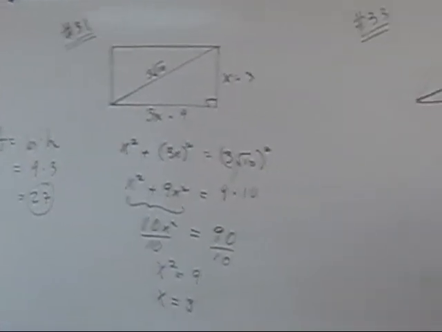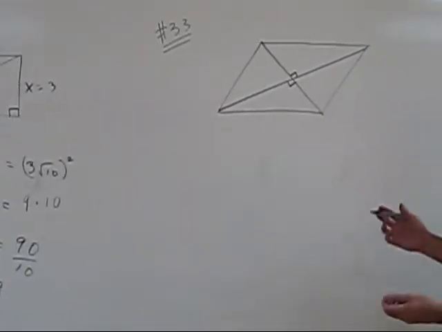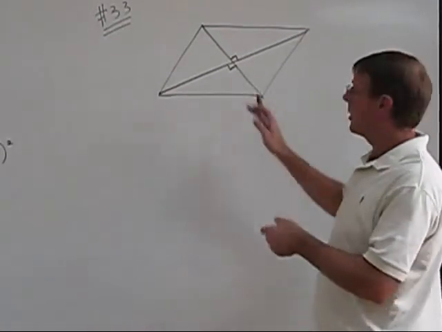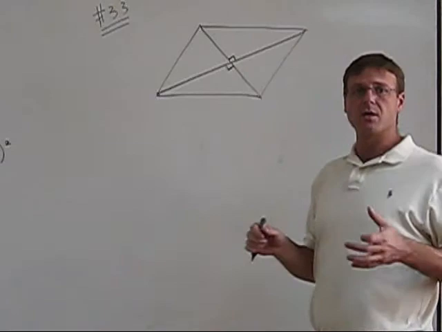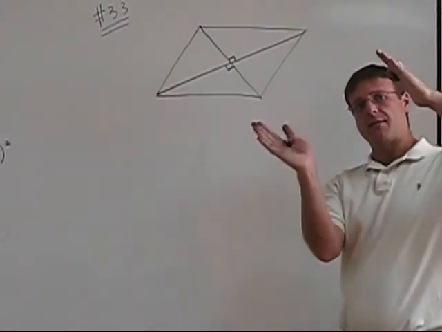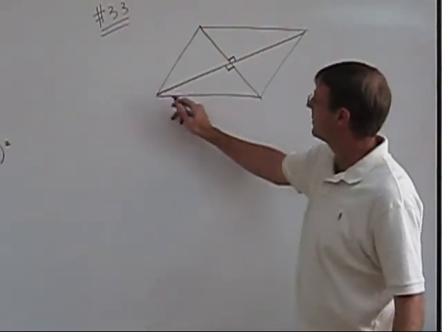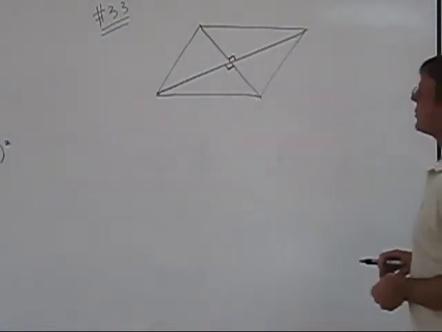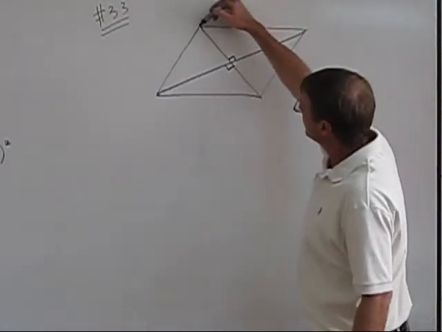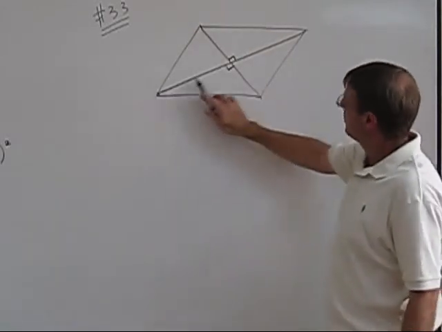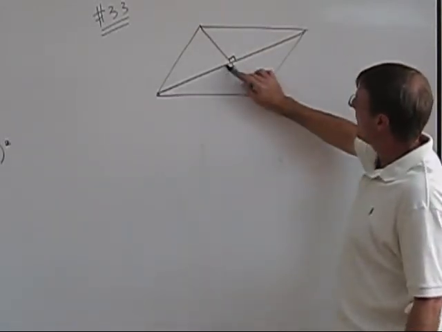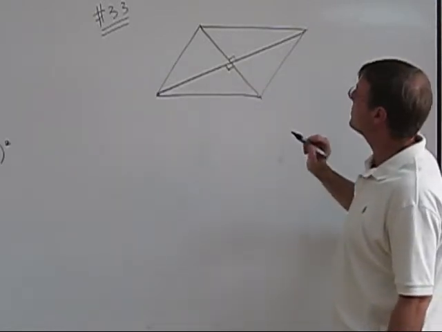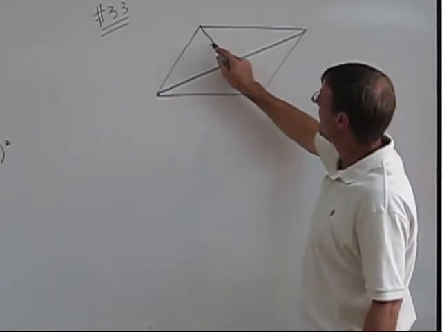Okay, moving on to number 33. We have a rhombus. A rhombus is like a square where all the sides are the same, but it's also a parallelogram where you have the sides slanted, so you don't have right angles at the corners. Another feature about a rhombus is that when you put the diagonals in, you get a right angle in the center, and you also get the feature that the diagonals bisect each other.